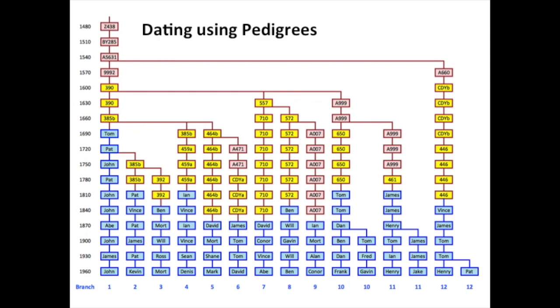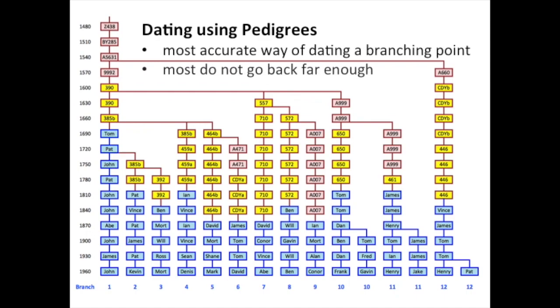So let's look at, so dating using pedigrees is the most accurate way of dating a branching point, but most pedigrees do not go back far enough. You know, and if you look at this diagram here, where are the 3 branching points?